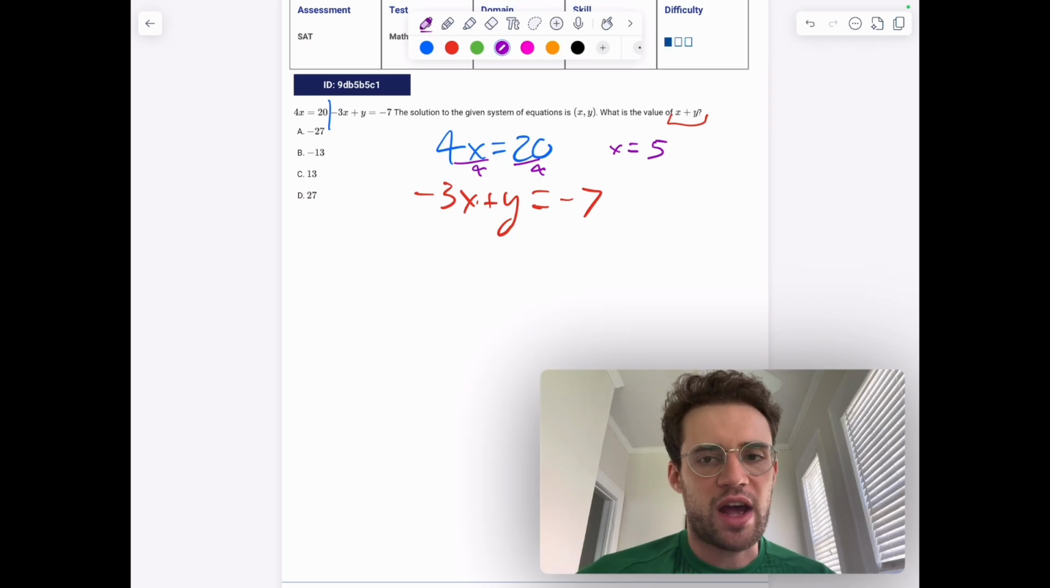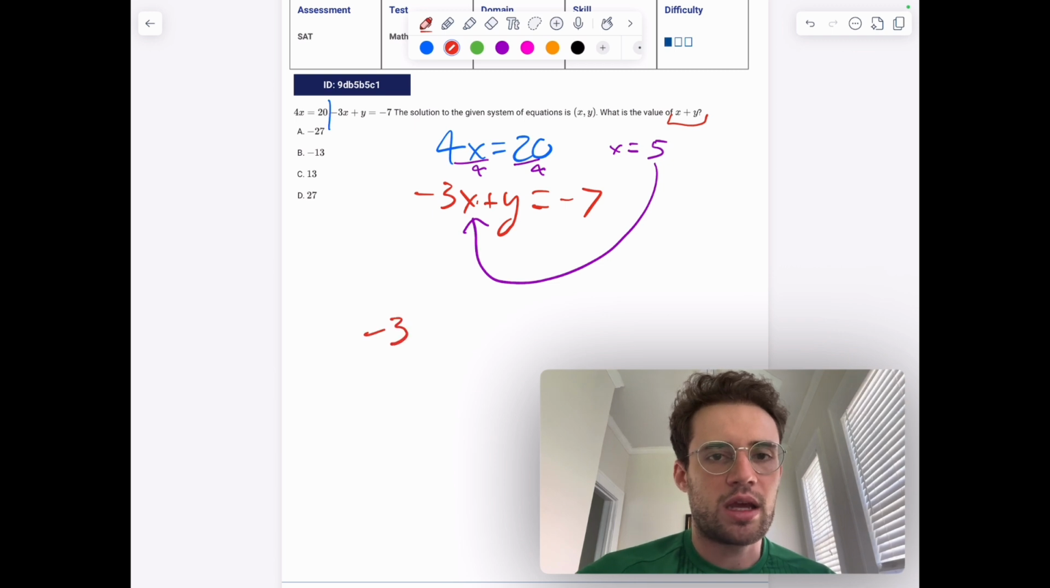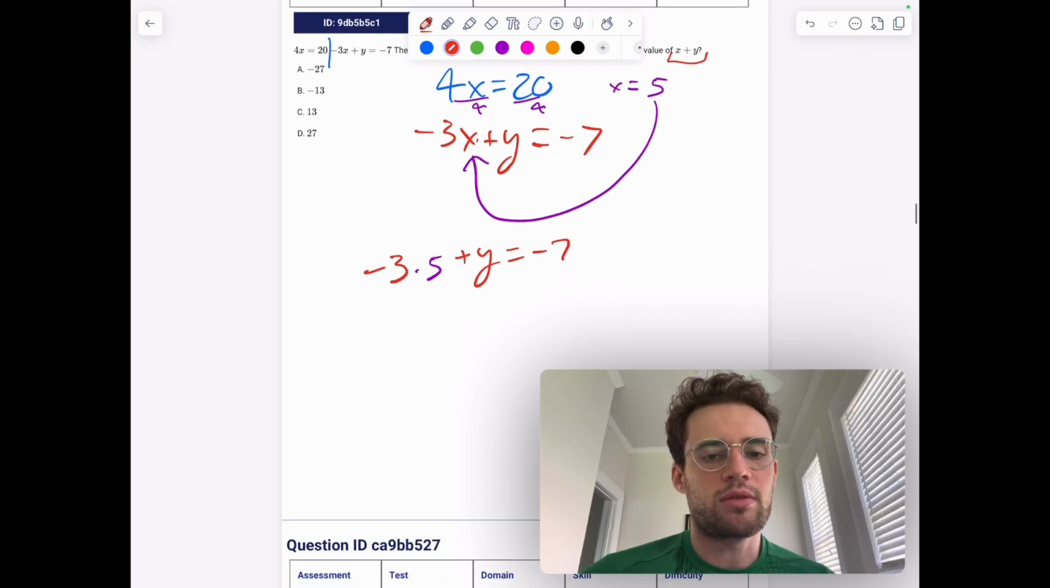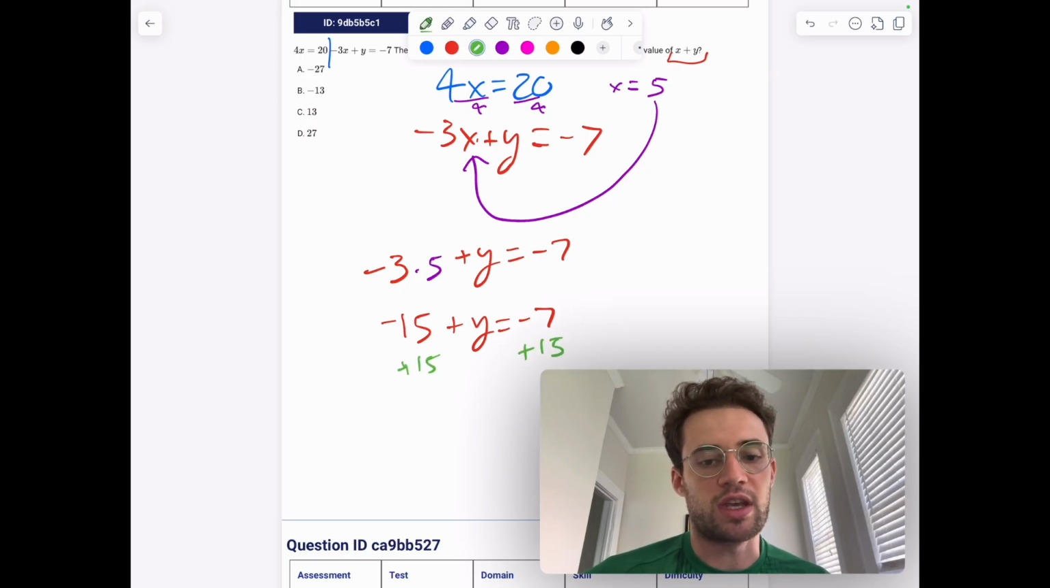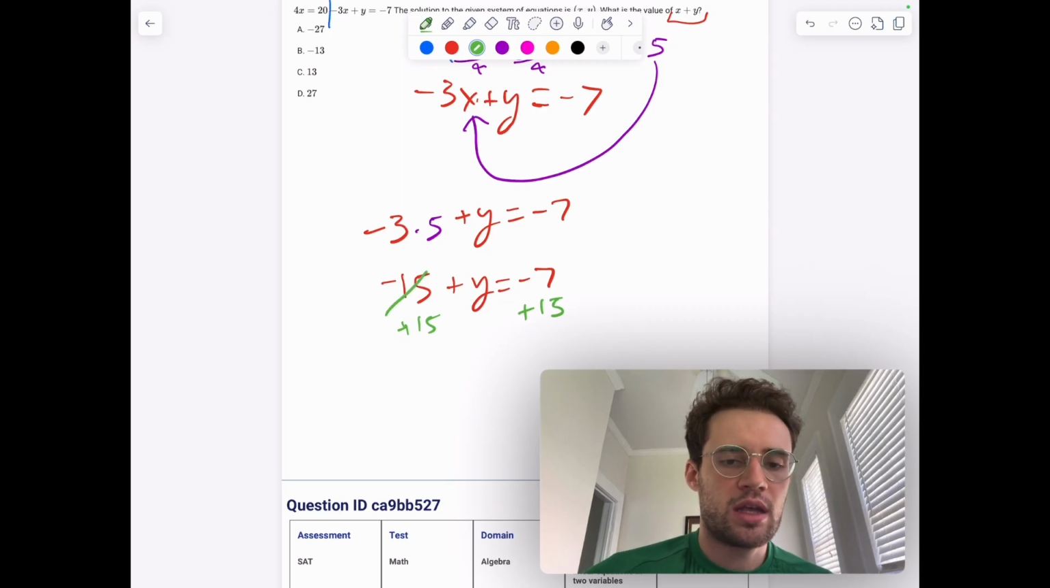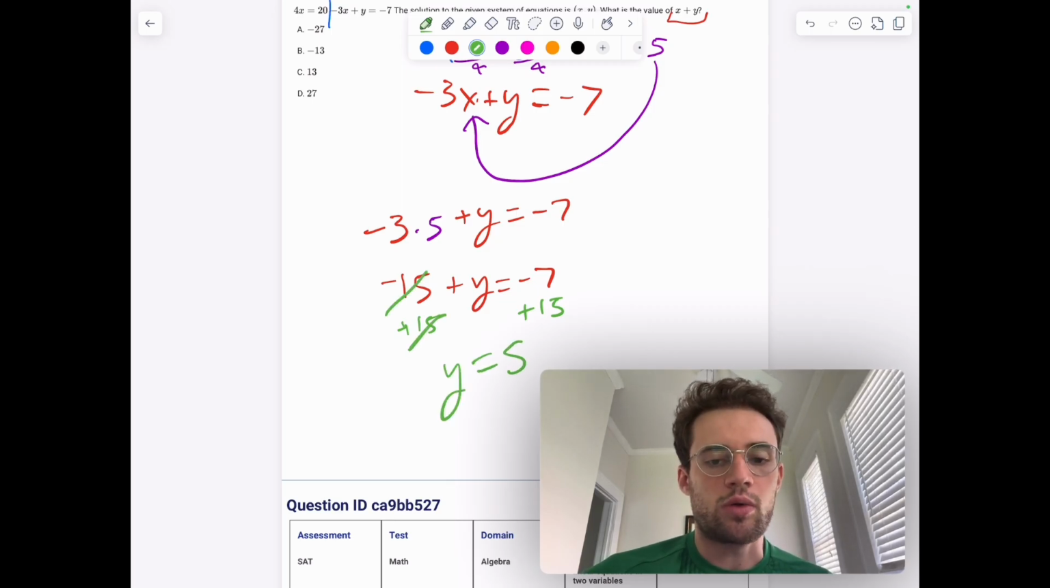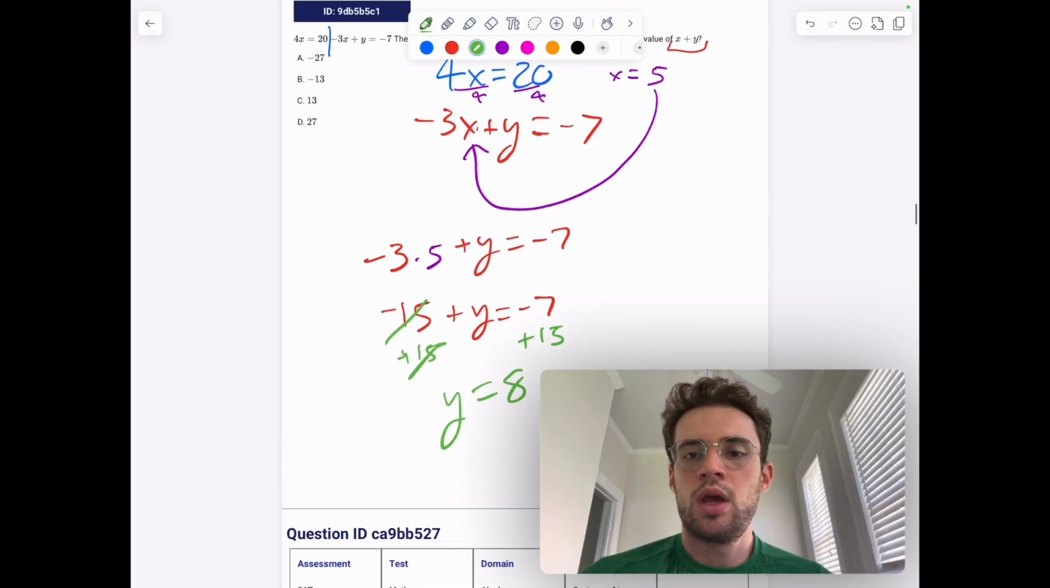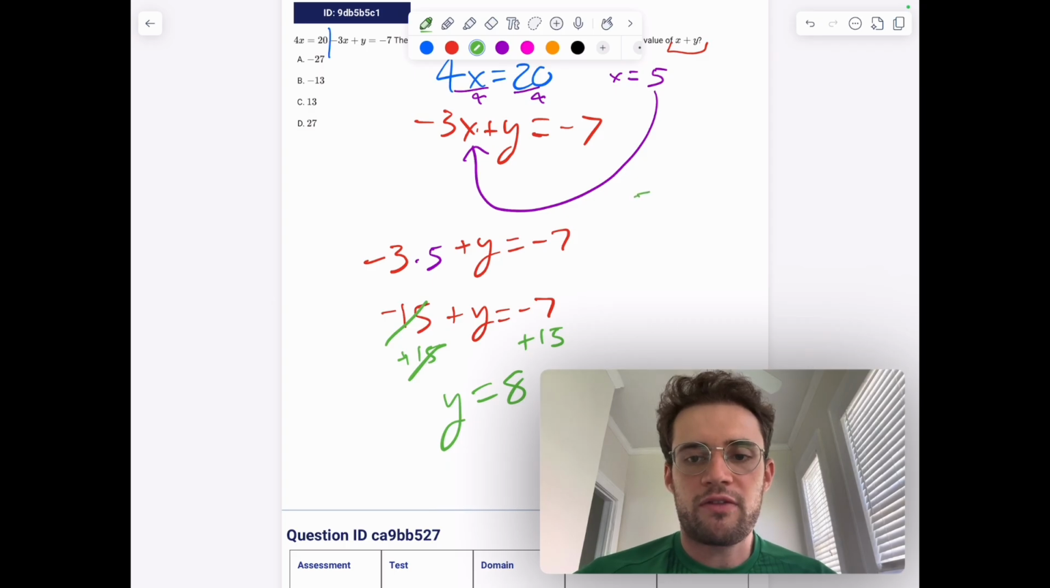So if x is 5, then we can plug in that 5 for the x in the second equation. That gives us negative 3, instead of times x, will be times 5 plus y equals negative 7. Negative 3 times 5 is negative 15. So negative 15 plus y equals negative 7. To get the y alone, I'm going to add 15 to both sides, the opposite of subtracting 15 or adding a negative 15. So it cancels here. We get y is equal to 8, negative 7 plus 15. So if we write out the ordered pair, that would be 5 comma 8.